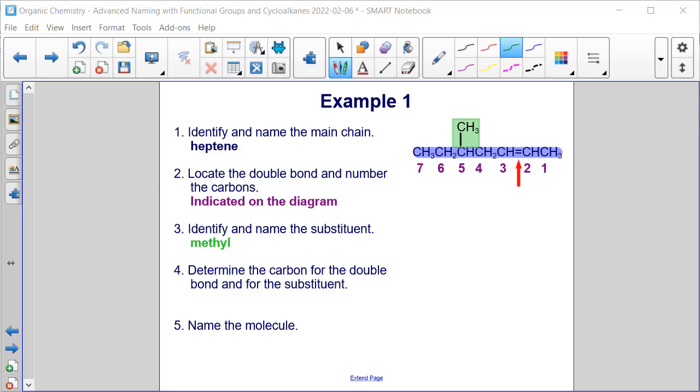All right, the next step, determine the carbon for the double bond and the substituent. So I'm just going to circle in red. The double bond is right here between carbons 2 and 3. So it starts at carbon 2. And then the substituent is right here in green coming off of carbon 5. So carbons 2 and 5 are the important carbons there.